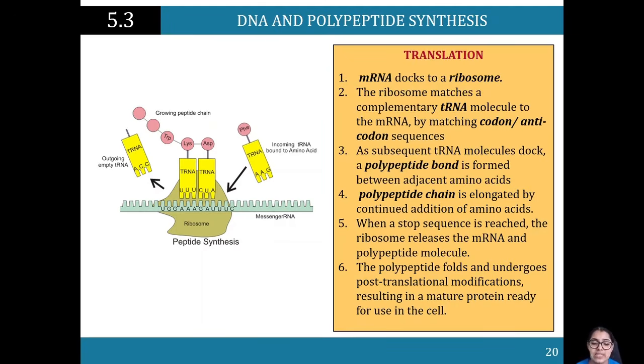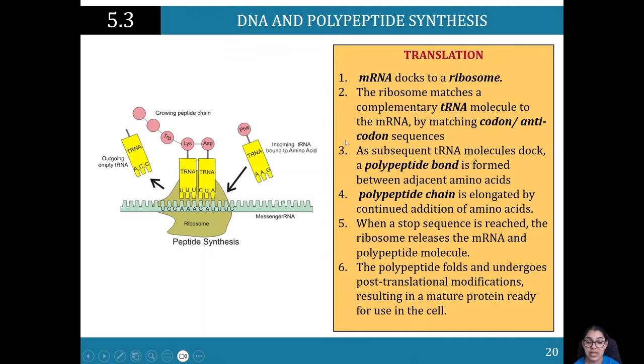So essentially, once that chain is elongated, we are going to reach a stop sequence. Whenever that protein is finished, we're going to reach a stop sequence, a sequence that tells it to stop this process so that it can be released. Once that happens, the ribosome releases the RNA. So once that stop sequence is reached, the ribosome here is going to let that mRNA go, and it is going to also release this polypeptide molecule over here.